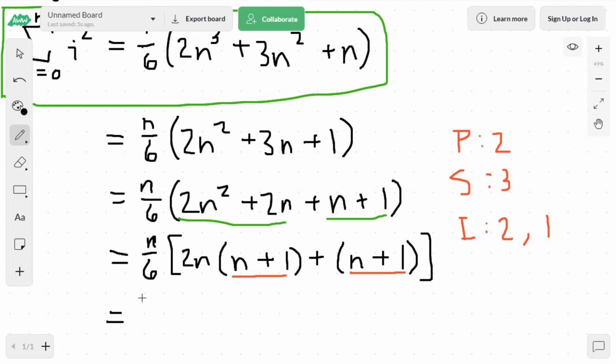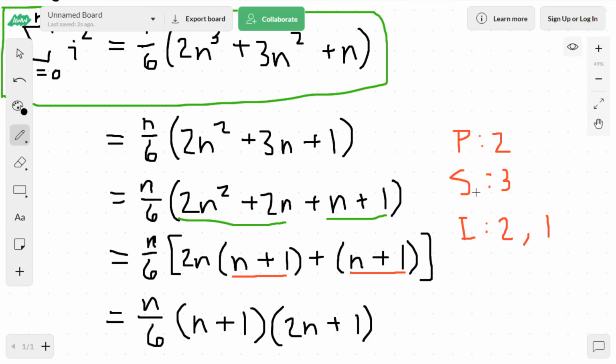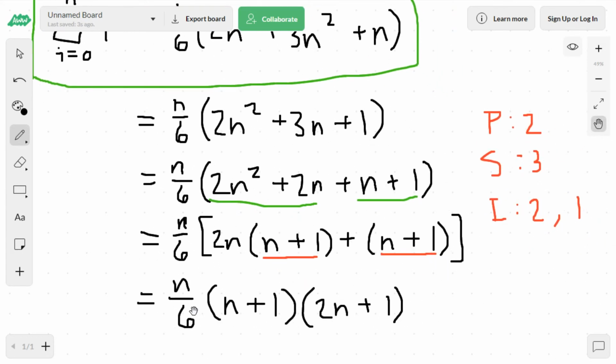So basically we'll have our n divided by 6 out in front still. And basically what we have is 2n times some number plus 1 times that same number. So once we factor out the n plus 1, what we're going to be left with is just the 2n and the 1. We're adding those together. We get 2n plus 1. Nice. Okay, so that's it. That's the sum we're looking for. N divided by 6 times n plus 1 times 2n plus 1.